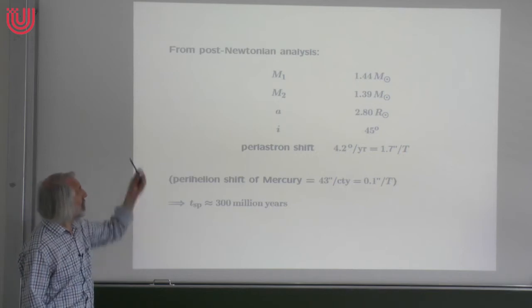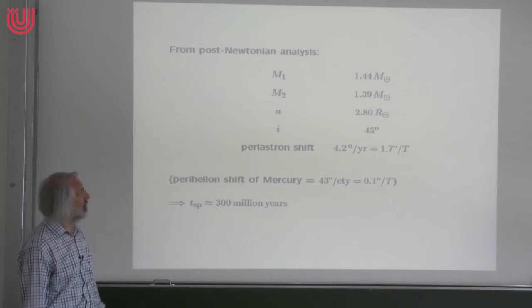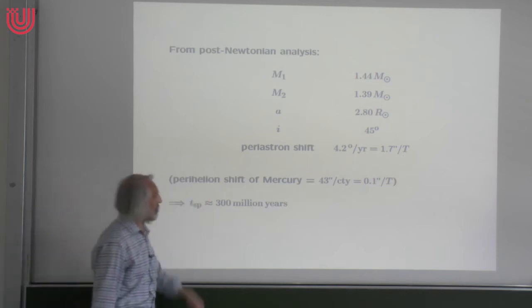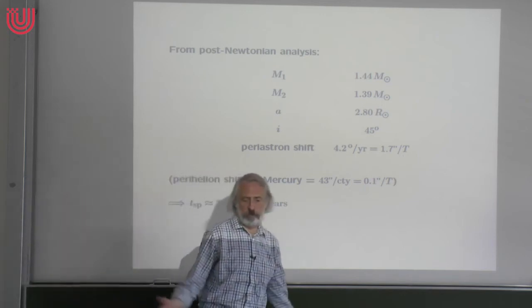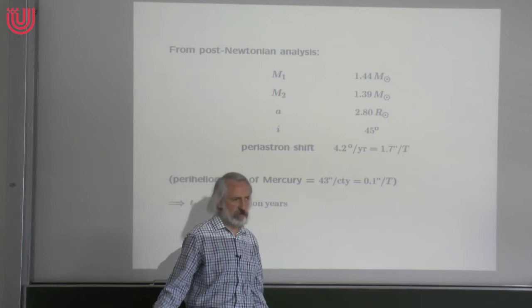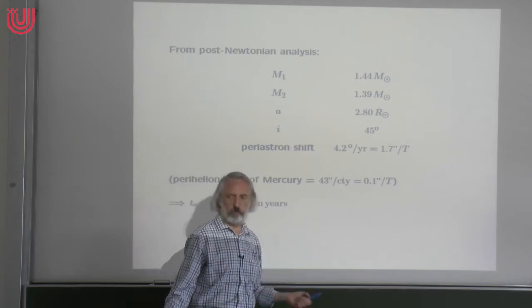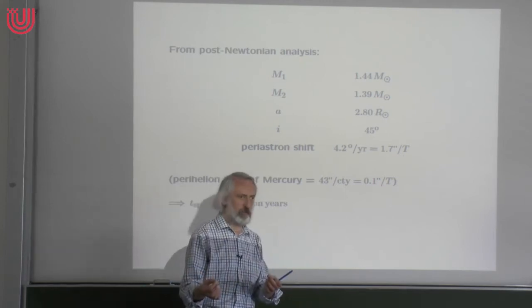And from this post-Newtonian analysis, where relativity is taken into account, you can also calculate the so-called periastron shift. That's what, in the case of the planets, you call the perihelion shift. Now you call it the periastron shift. It's the closest point to the other star.